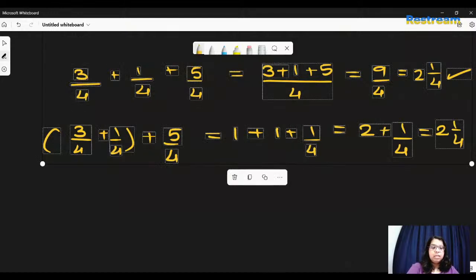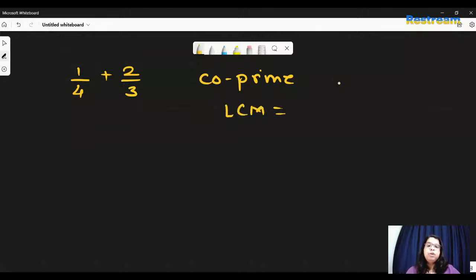Now let's see what happens when we have different denominators. Let's say I have 1 by 4 plus 2 by 3. If you see, 4 and 3 are co-prime numbers. Co-prime numbers means they do not have any common factor other than 1. So their LCM is simply going to be equal to 4 times 3, which is equal to 12. Now what we are going to do is make the denominator of each fraction 12.